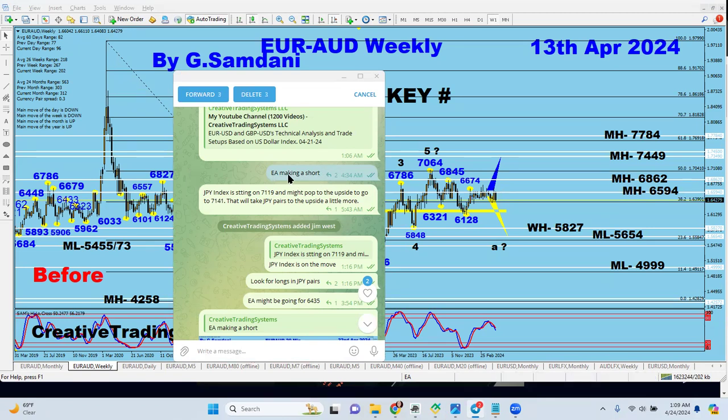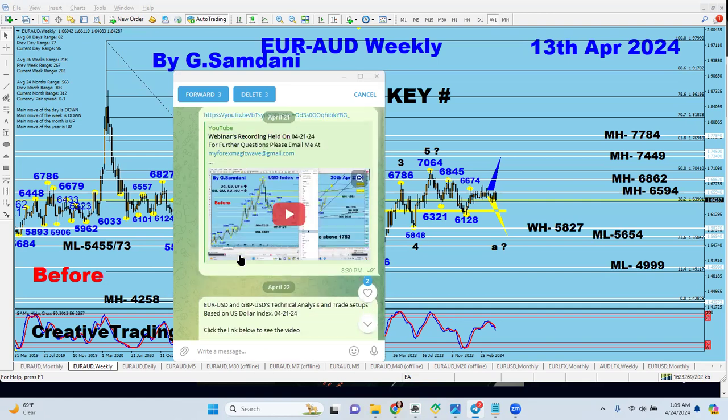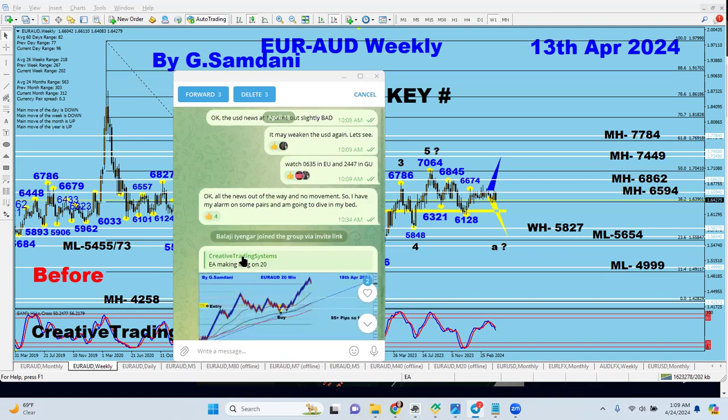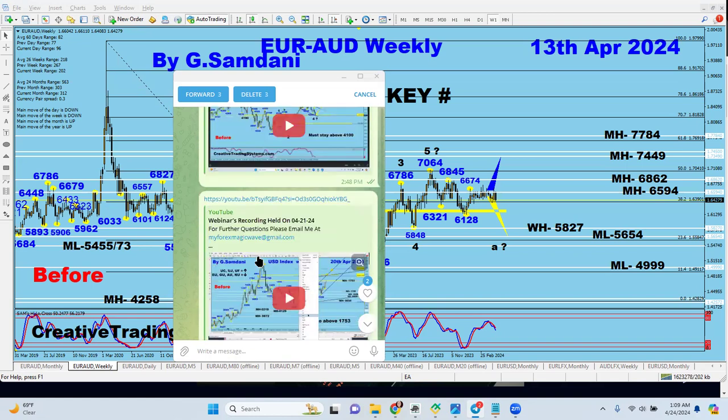The reason I post here, like making a short, making a long, is that it means I'm taking this trade myself. It's like a signal, but an indirect signal. Another thing I posted later on is that EA might be going for 64.35. That was the ultimate target, right? And you can see here that was different.